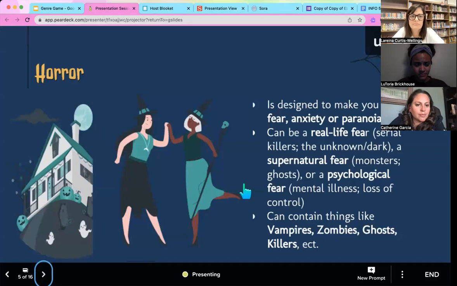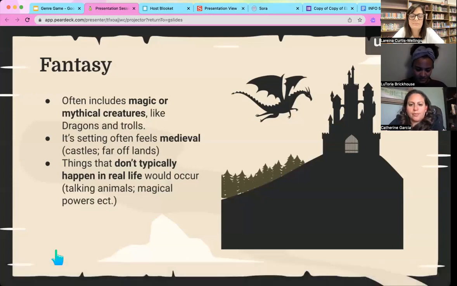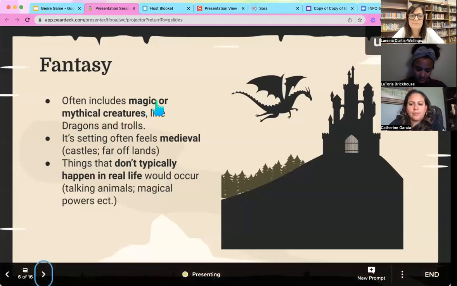There's horror, and it's supposed to make you fearful or anxious, and it could be real life, but it could also be things that are made up like ghosts or vampires. Then you've got fantasy. Fantasy is similar to traditional literature and fairy tales, but it is a little bit different. It might have that magical or mythical creature aspect to it. It's also things that probably aren't going to happen in real life, like talking animals.